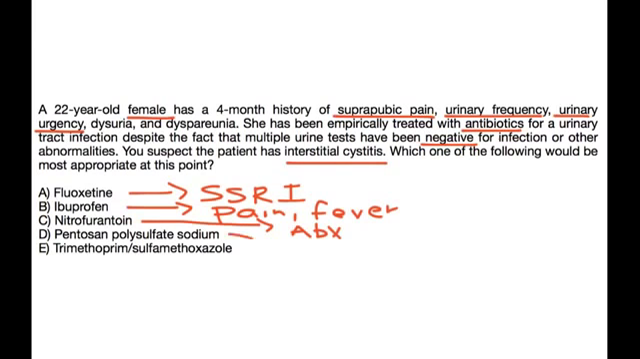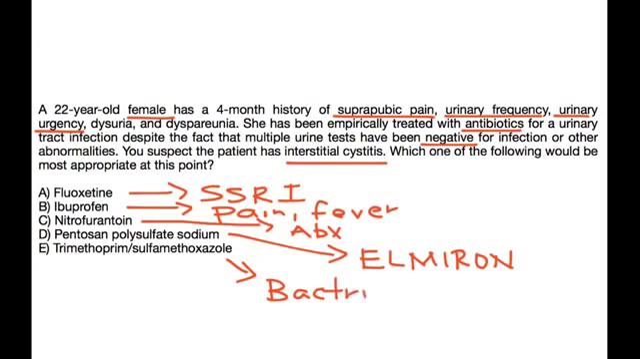Pentosan polysulfate sodium. This is Elmiron, and this is indeed the drug of choice for this medical condition. And finally, trimethoprim sulfamethoxazole, also known as Bactrim, is an antibiotic, and she doesn't need that because she does not have a urinary tract infection. So the answer here is D.